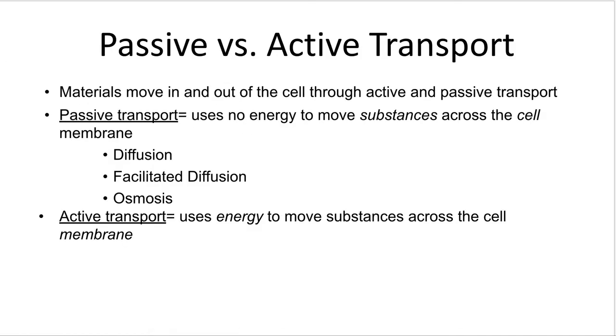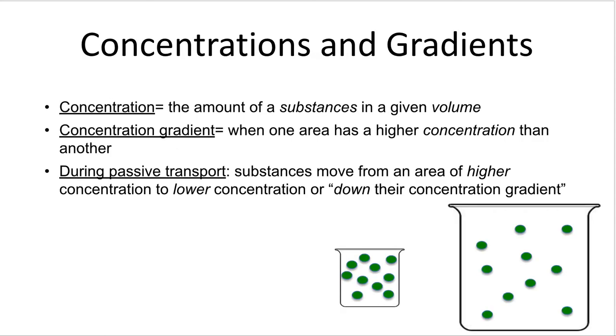Now, materials can move in and out of the cell through either active or passive transport. We'll look at passive transport first. Passive transport uses no energy, and this is because substances tend to move on their own. Particles are always in motion, moving and bumping into each other, and they tend to spread out on their own without any energy needed to be added. There are three types of passive transport, and we'll look at each. There's diffusion, facilitated diffusion, and osmosis. And then we'll look at active transport, which requires energy. It requires ATP.